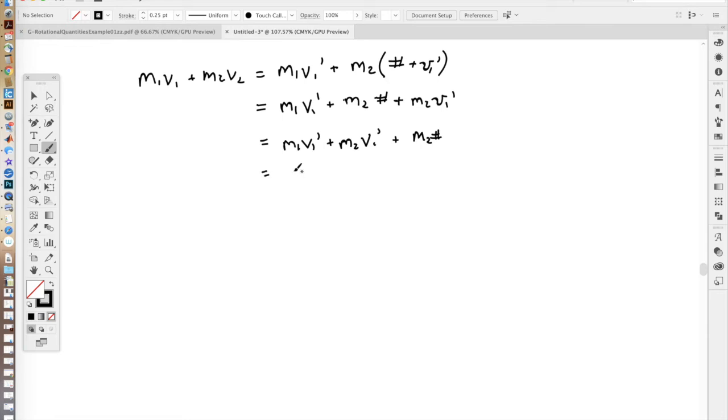And we can rewrite this as m1 plus m2 all times v1 prime plus m2 times number. All right, and that's of course equal to, on the left-hand side here, m1 v1 plus m2 v2. Okay, so now we want to solve for v1, right? So we'll flip these sides.